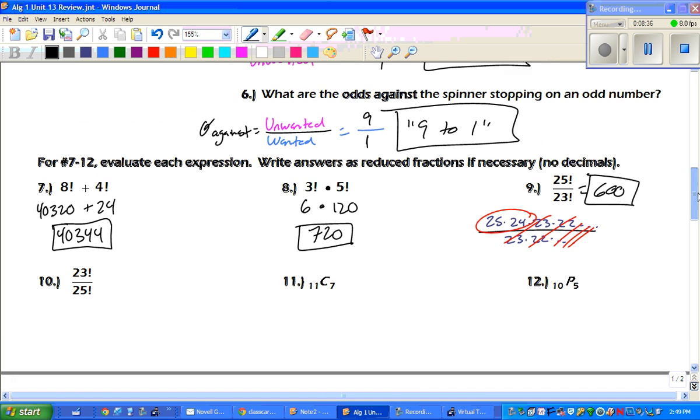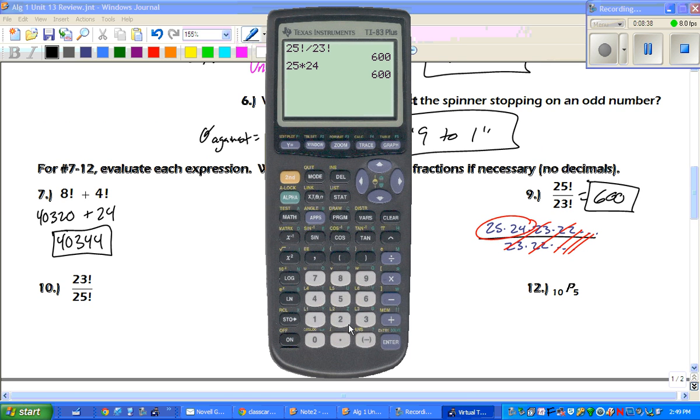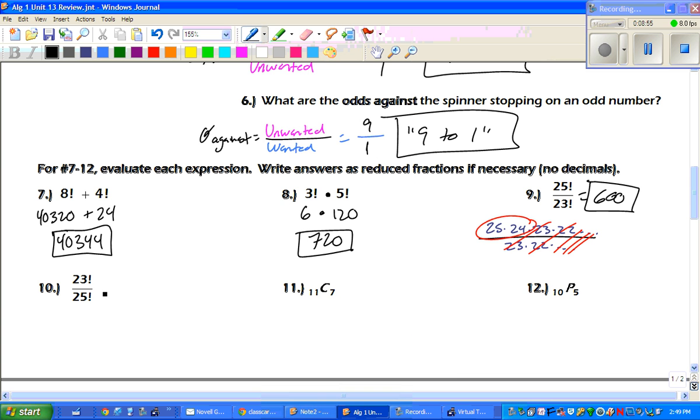Okay? And now we just talked about 23. The 23 factorial divided by the factorial of 25. And remember, no decimals. Okay? So you need to know how to change that to a fraction. Okay? And that would be the exact opposite of number 9, where the 25 and the 24 would actually be on the bottom.